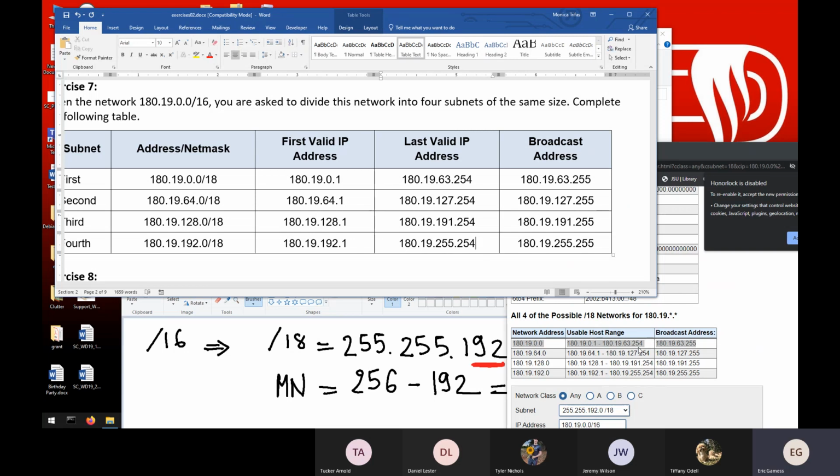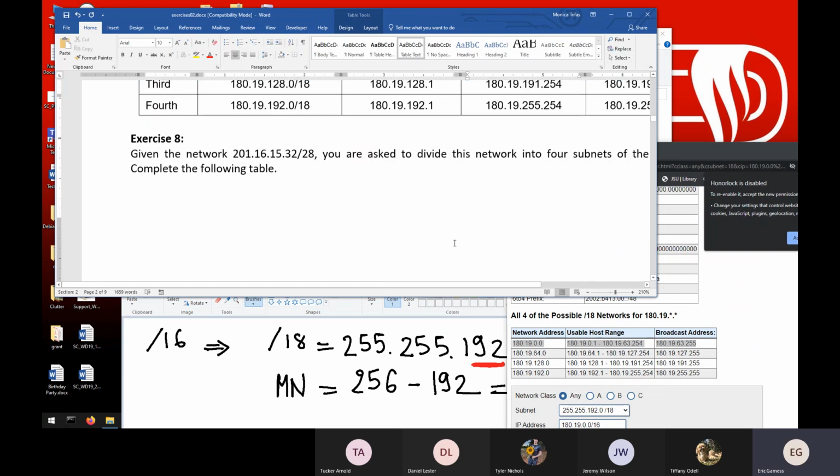This is the range of valid IP addresses. They go from 180.19.0.1, up to 180.19.63.254. And the broadcast address is 190.19.63.255, as you can see it here. Then we have the second subnetwork, the third subnetwork, and the fourth subnetwork. So that's correct. Okay, we could verify that we didn't make any mistake, no? With this online subnet calculator.